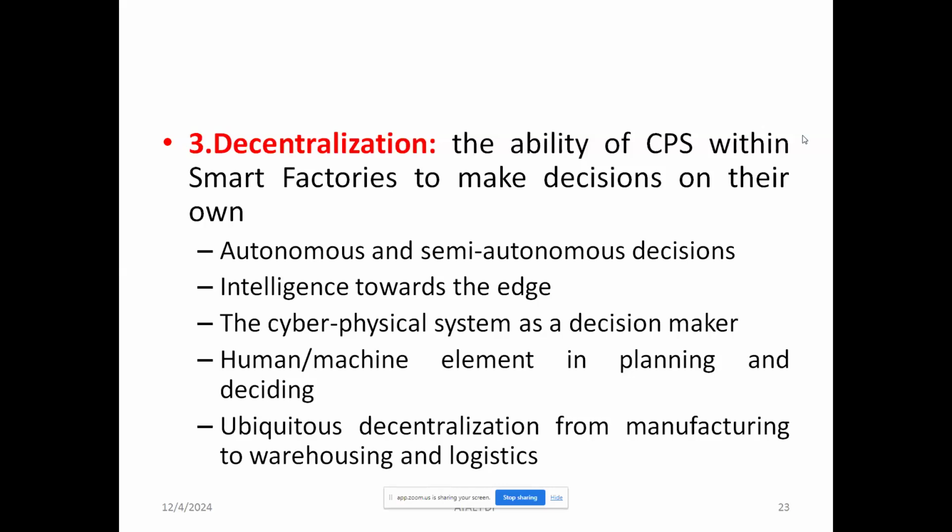So decentralization is not only on one side, it can be spread over the entire smart home. Okay.